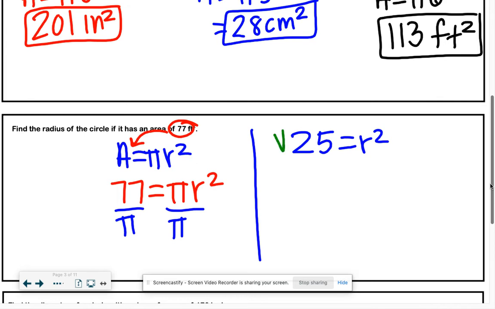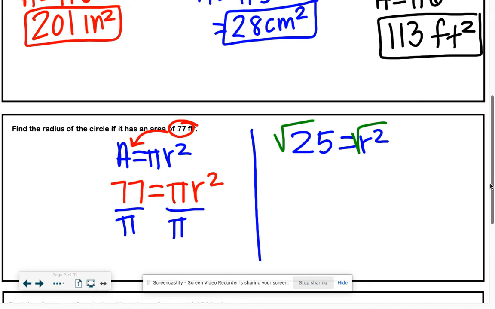Do you guys remember how to do the square root on your calculator? I think we all have these ones. Hit second, and then the x squared button. And now hit 25. Yep, and then that's 25.